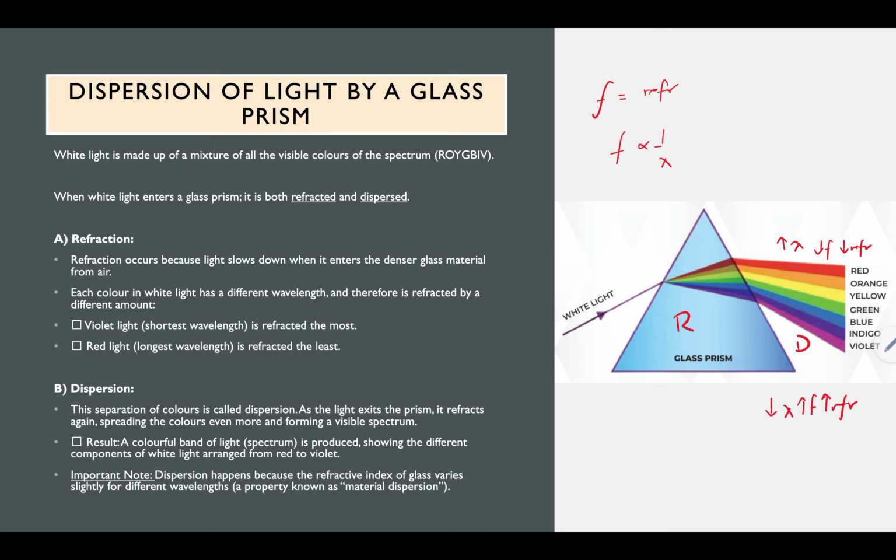As a result, we get a colorful band of light, or spectrum, showing different components of white light arranged from red to violet. Dispersion happens because the refractive index of glass varies slightly for different wavelengths, and this is what we call material dispersion.